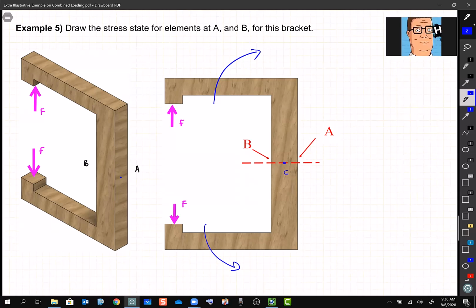B. Okay, Thomas is saying B. Other people, do you agree? Yeah, B. All right. Makes sense, right?